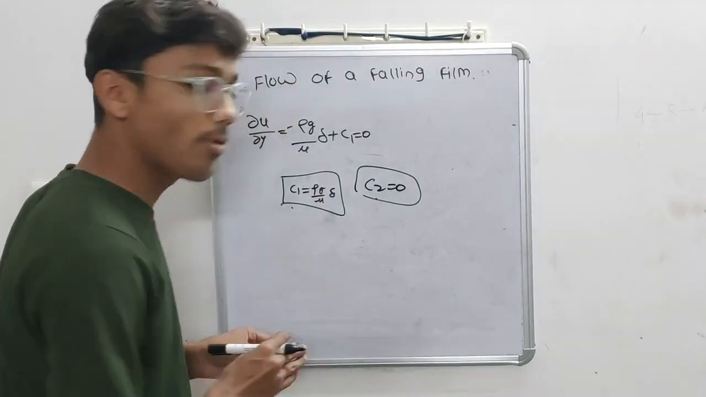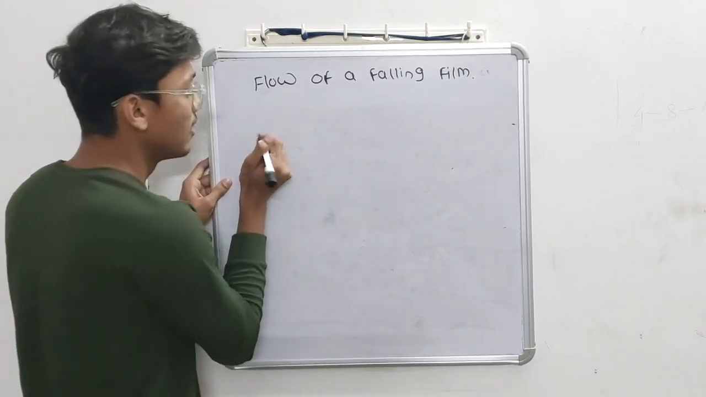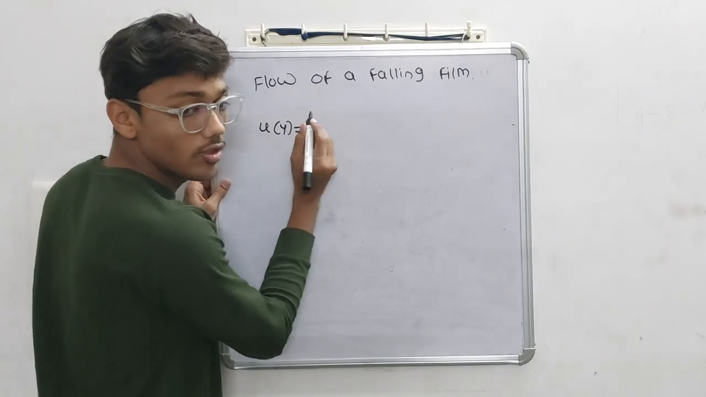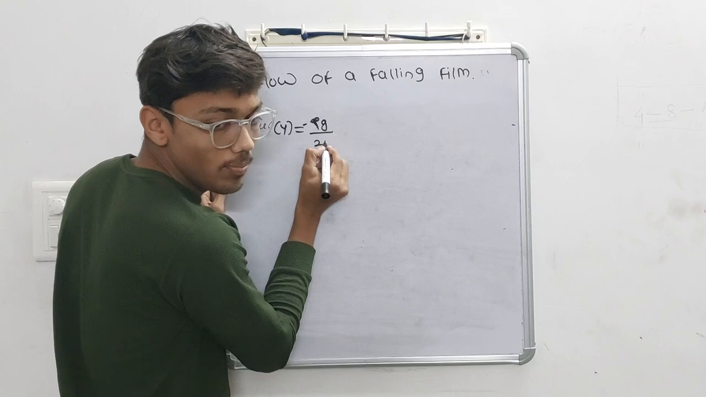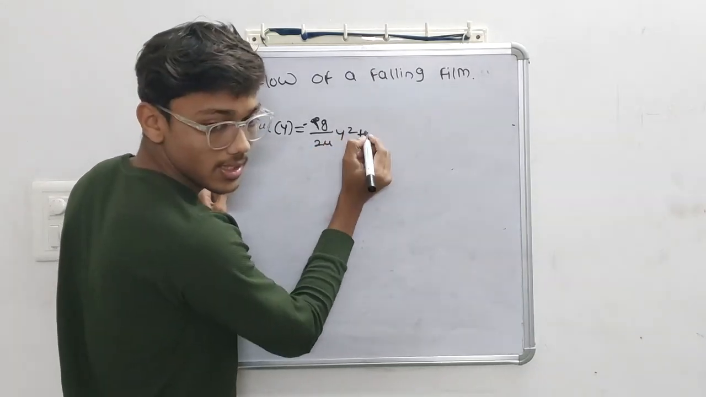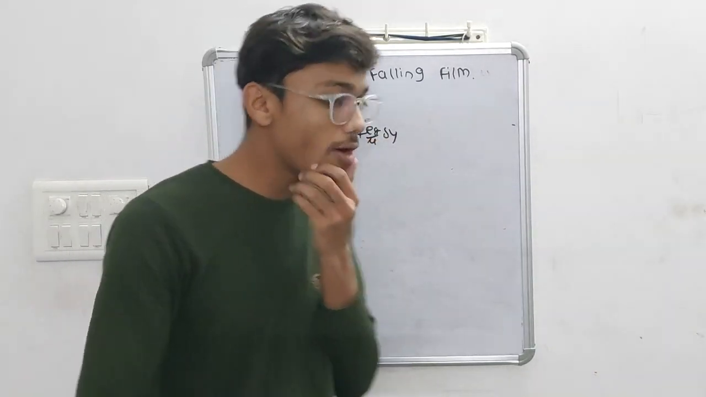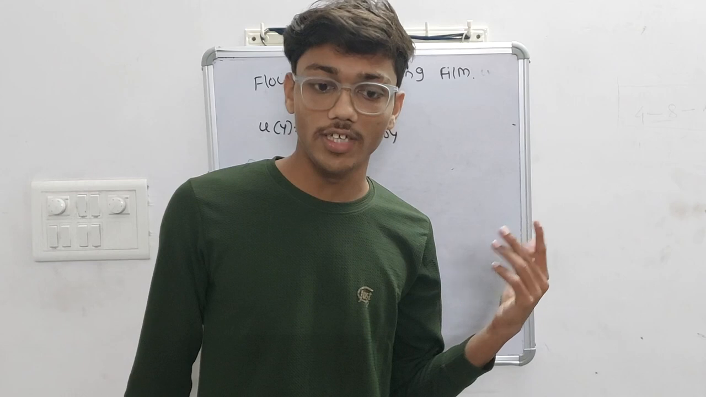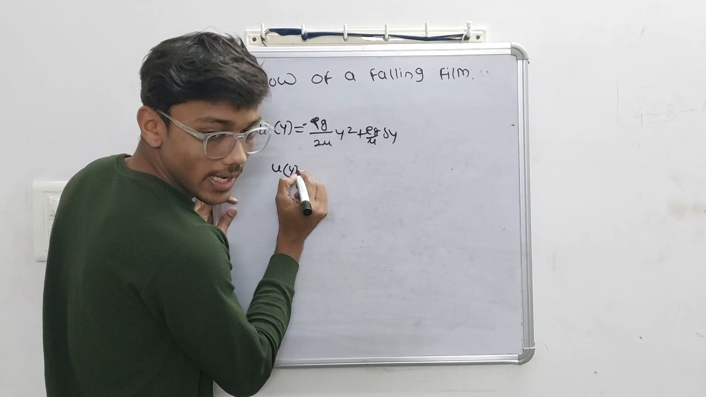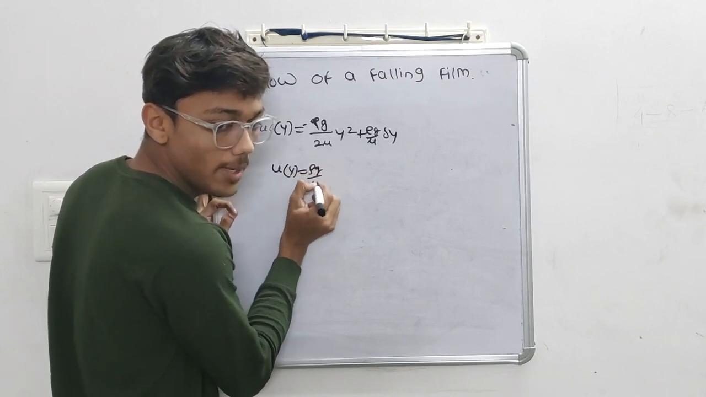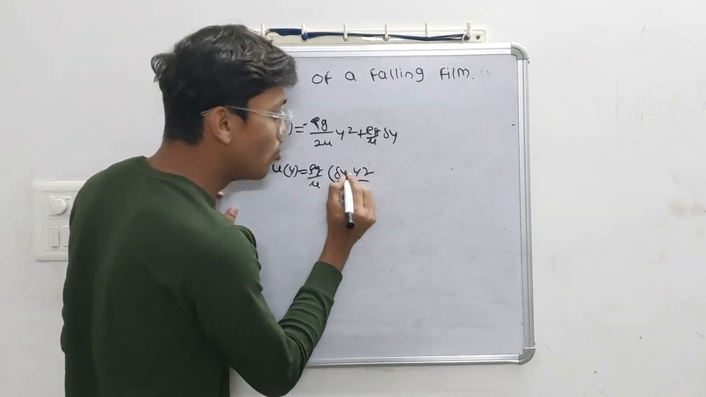So what is our velocity profile equation? Our velocity profile equation is u(y) equals minus rho g by 2 mu y squared plus rho g delta by mu y, putting the values of c1 and c2 in that equation. So finally we get u(y) equals rho g by mu times delta y minus y squared by 2.